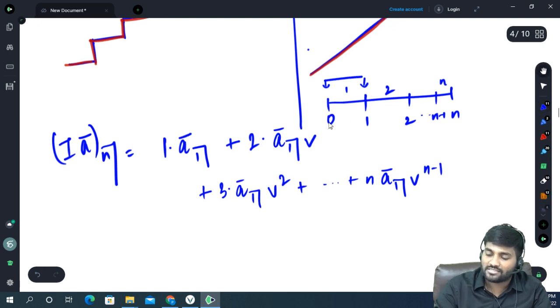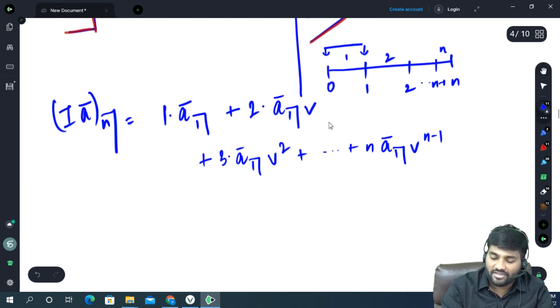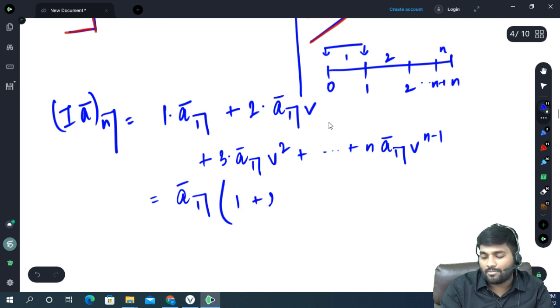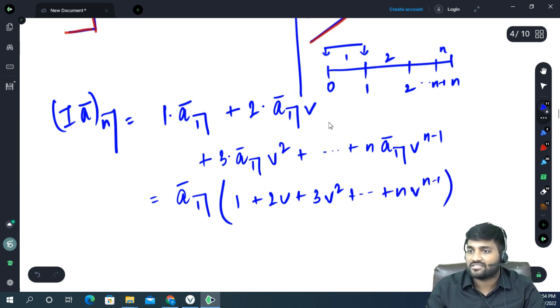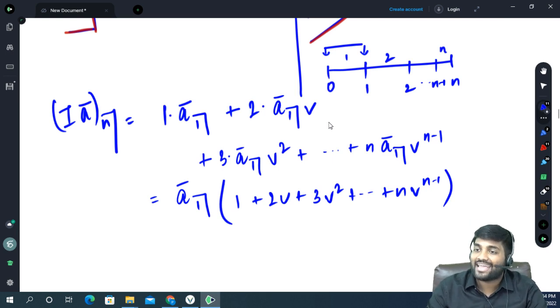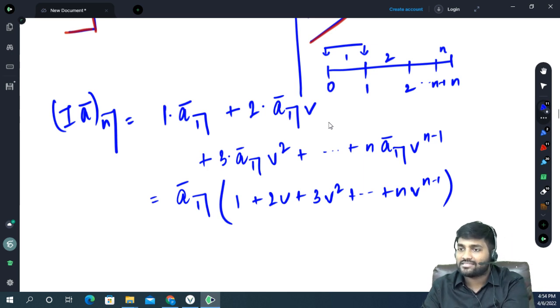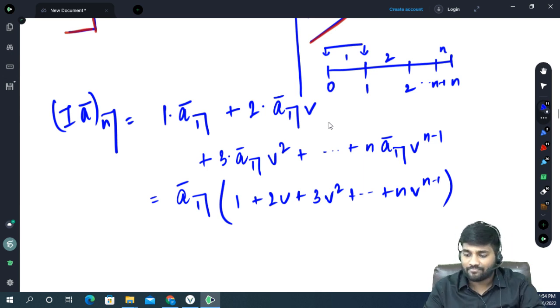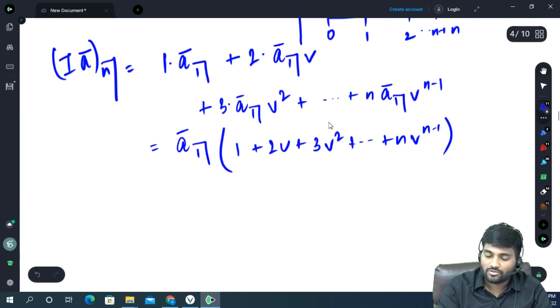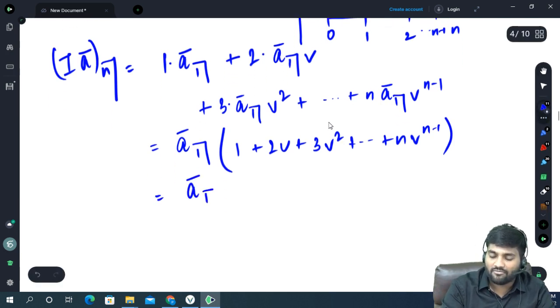So we can take A bar 1 common. And what are we getting? 1 plus 2v plus 3v square plus and so on, plus n v to the power n minus 1. Just now we solved this. This is what? (IA)due n. This is the simple increasing annuity paid in advance for n years. So what we can say is A bar 1 into (IA)due n.